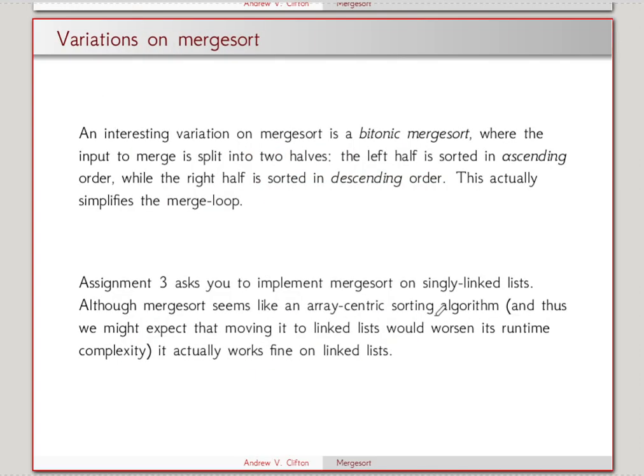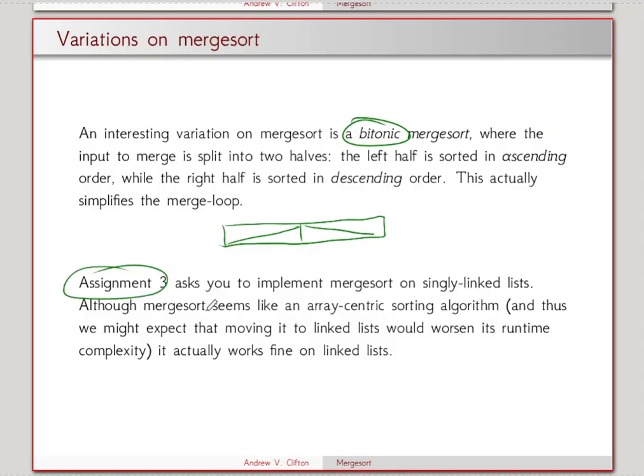A fun variation on merge sort is what's called a bitonic merge sort. In a bitonic merge sort, we still have our 2 halves, but the left half is sorted in ascending order, and the right half is sorted in descending order. This actually ends up simplifying the loop inside of merge if you work it all out. But it adds a little extra wrinkle because sometimes we need the output of merge to be ascending, and sometimes we need it to be descending.